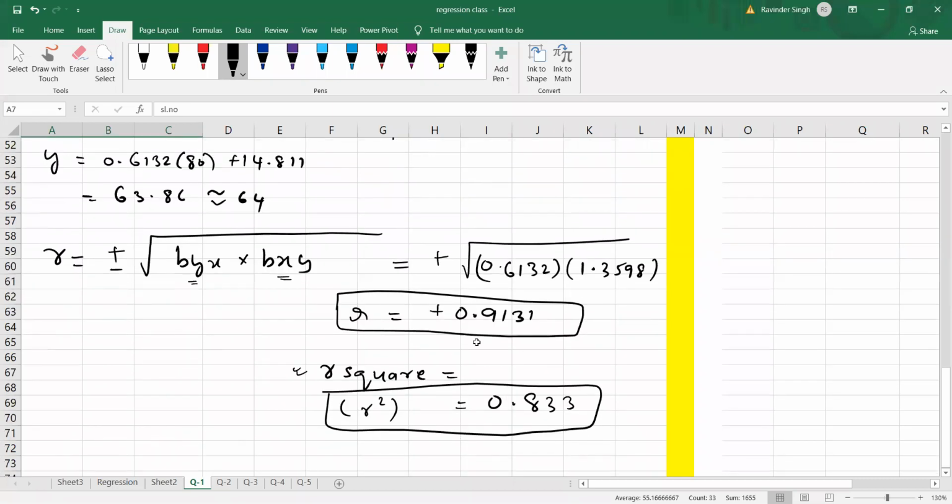Okay, R value is 0.9131 and R square value is 0.833. Any doubt in this particular portion? Raise your hand. I will do that.